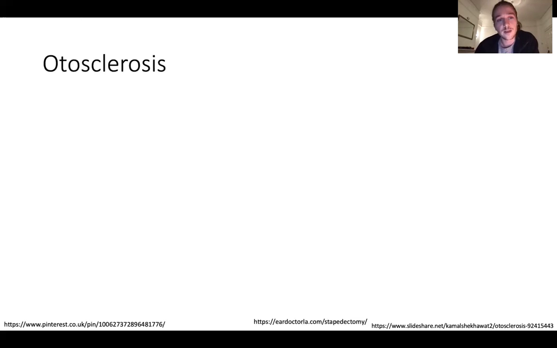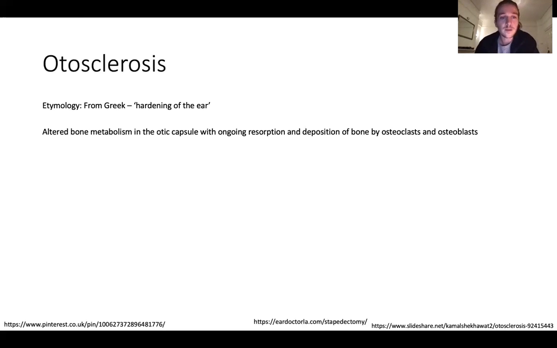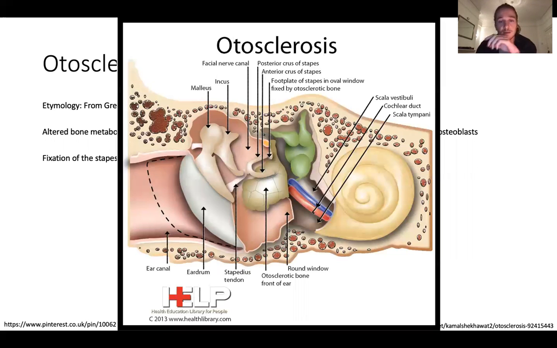Next is otosclerosis, a word that comes from Greek originally, and it means the hardening of the ear. What happens is you have altered bone metabolism in the otic capsule. So there's your bones, your malleus, incus and stapes, and you have loads of resorption, so breaking down of bone, and loads of new deposition of bone. That's the osteoblasts and osteoclasts. And it affects mainly the stapes, so the footplate.